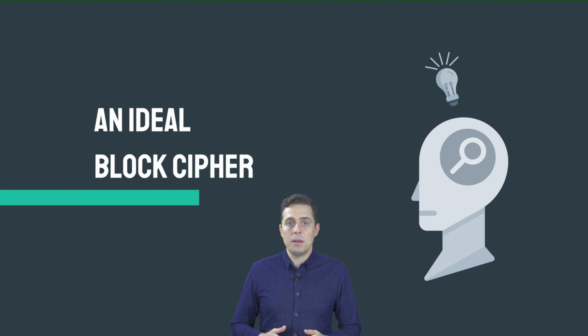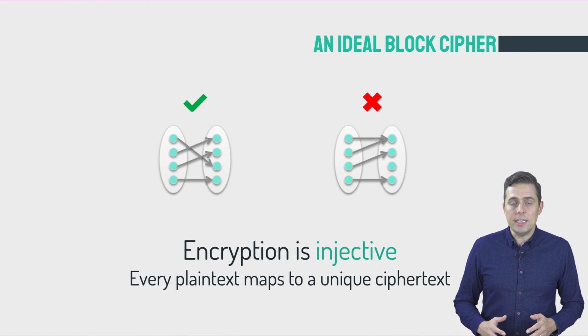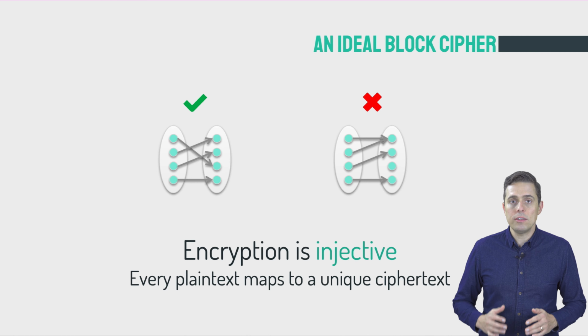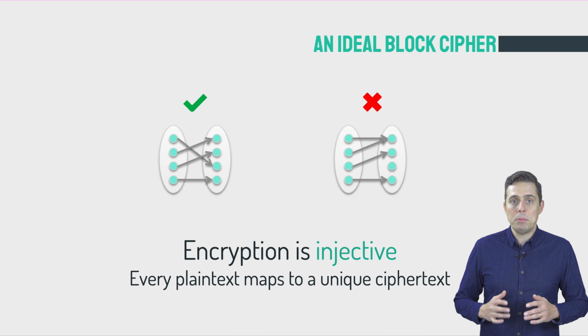Before we can start talking about specific block ciphers, we need to form an understanding of what it is we're actually trying to do with a block cipher. Let's begin by asking the question, what is a block cipher and what does it look like in a perfect world? The first property we need is for the encryption function to be injective. That means every plaintext maps to a unique ciphertext. This is obviously necessary to guarantee unique decryption. If two plaintexts could encrypt to the same ciphertext, it would not be possible to uniquely recover the plaintext upon decryption.